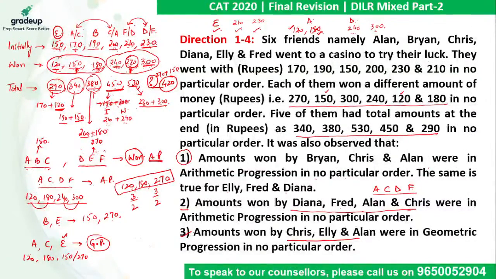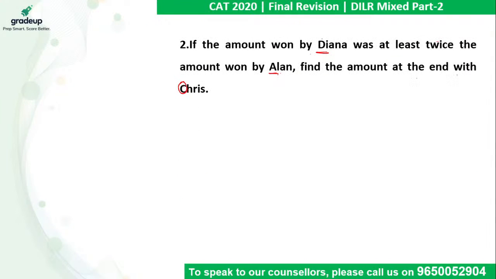देख लो, कॉम्बिनेशन क्लियर है सभी को. The amount won by D was at least twice the amount won by A. Find the amount at the end with C. A का amount पता चल गया, so leftover amount is for C, which is 380.